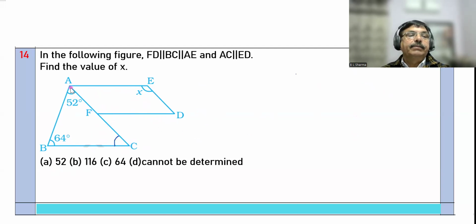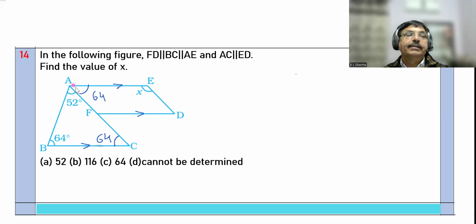In triangle ABC, sum of these three angles of the triangle is 180 degrees. So 52 degree plus 64 degree, then this angle will be 64 degrees. So the sum of three angles, 52 plus 64 plus 64, that is 180 degree. Again, it is given that BC is parallel to FD is parallel to AE, means BC is parallel to AE, and this is transversal. So this angle 64 degree, so this angle will also be 64 degree.